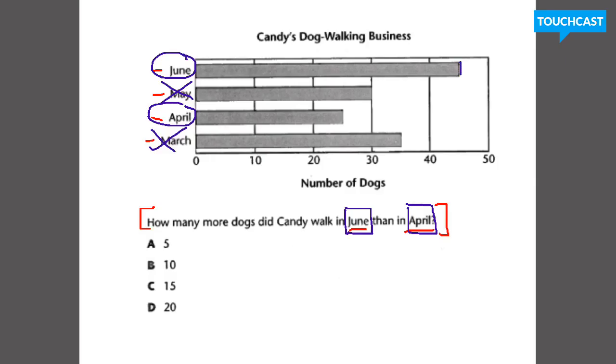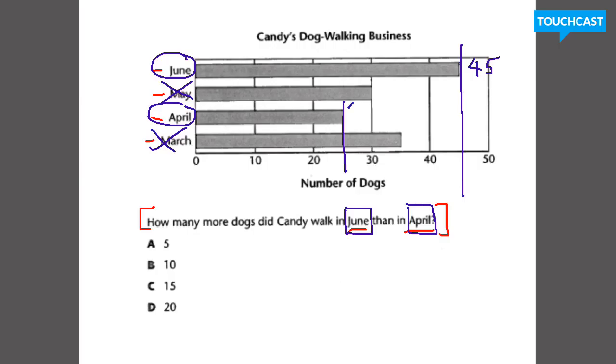How many dogs did Candy walk in June? Well, it's somewhere, if you draw this line down, between 40 and 50. So what is halfway between 40 and 50? Well, it's just 45. I'm going to jot that down right here. And let's look at April. April is right here. Okay, it's halfway between 20 and 30. And what is halfway between 20 and 30?